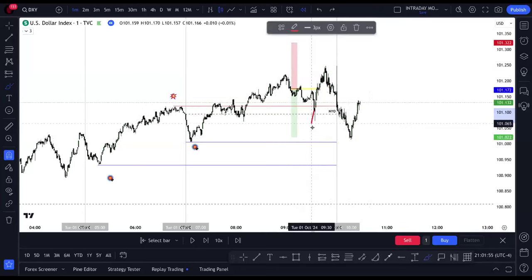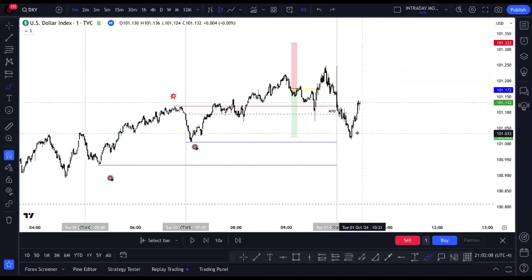But look at that reaction. That was so cool. Look at that reaction around New York Open. Just spikes right into it and turns around. Runs some type of buy side one more time and then drops. That was just awesome. What a great trade.